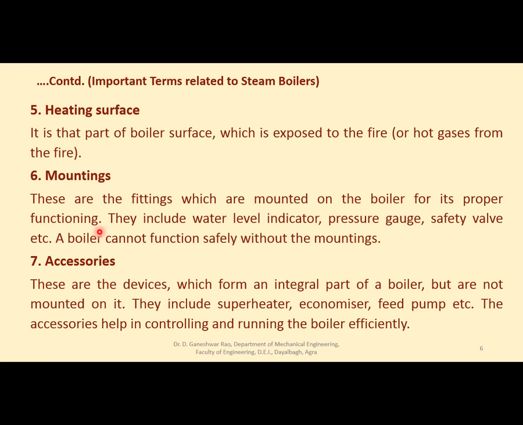If a boiler has to function properly, these are the essential parts which are mounted on the boiler, right? Examples are the water level indicator, because water level is very important. When the water level goes down, it has to be topped up. If the water level reaches its maximum, the water entry has to be stopped. So there has to be a water level indicator.